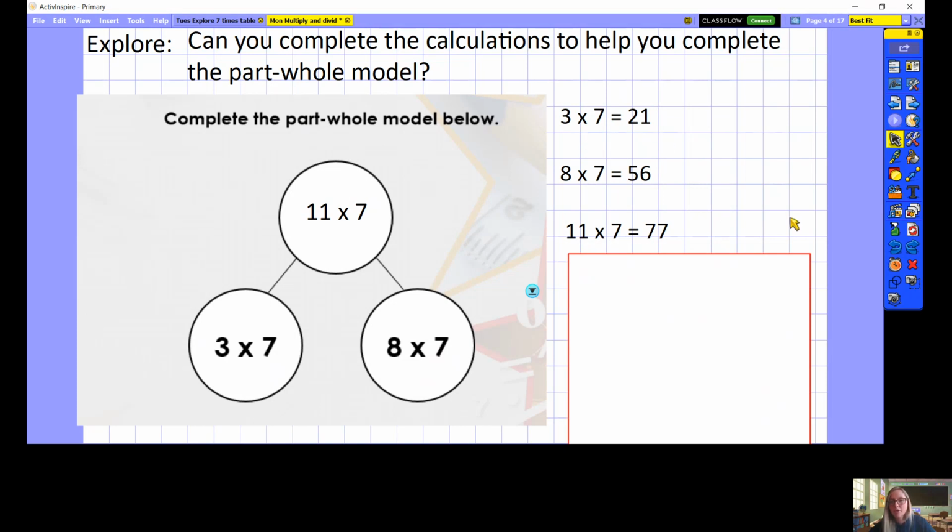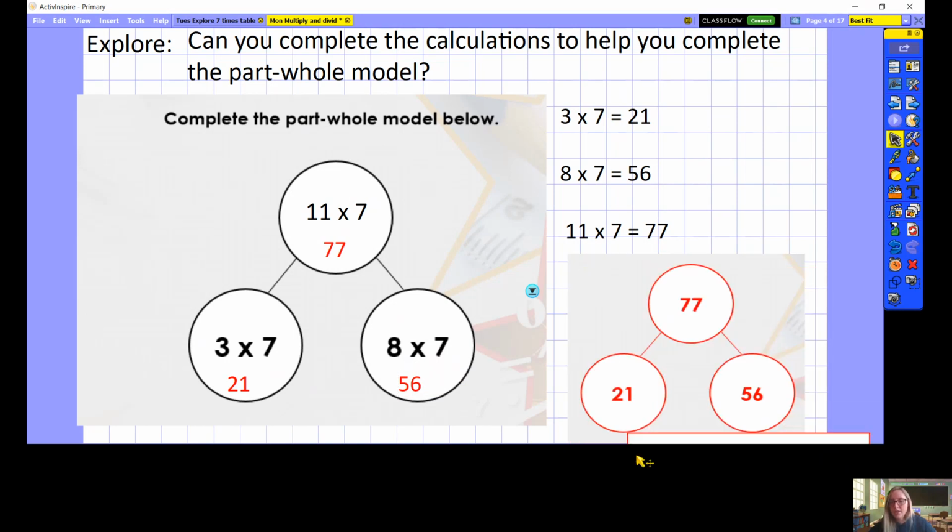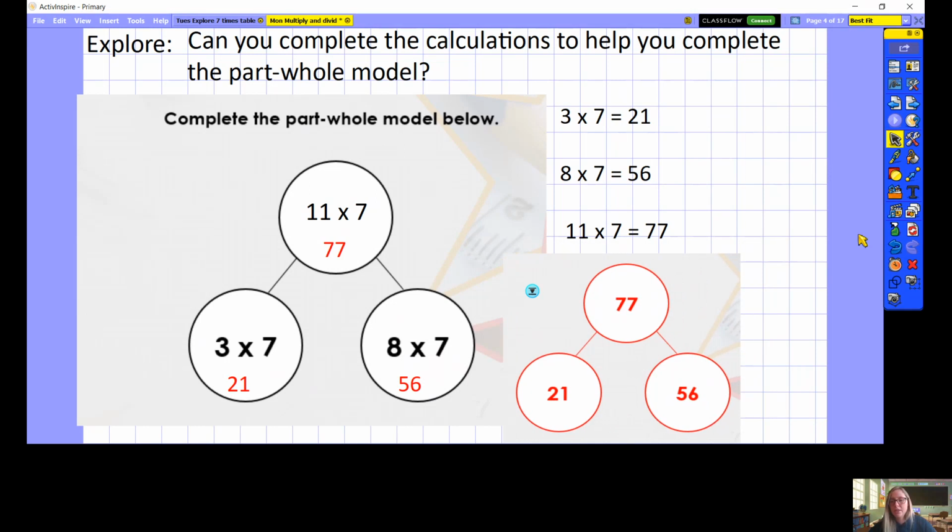So here now I've got my answers to my part-whole model. If I just put on the answers, it would look a little bit like this. So 77 is the whole number. One part is 21, and the other part is 56. Then if you drew out your part-whole model looking like that, you can see the answer there, so we know we're correct.